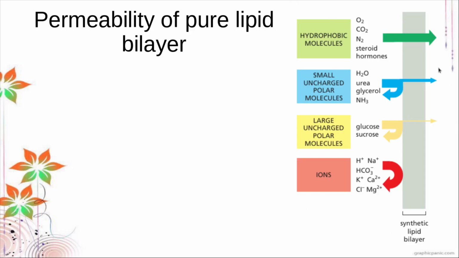So here is the permeability. If it's a hydrophobic molecule, whether it's a small molecule such as oxygen, carbon dioxide and nitrogen, or even large molecules, as long as they are hydrophobic, such as steroid hormones and other hydrophobic hormones, they easily pass through this membrane because of the hydrophobicity of the interior.